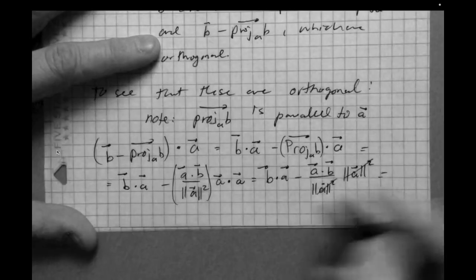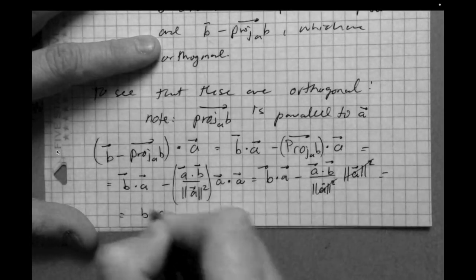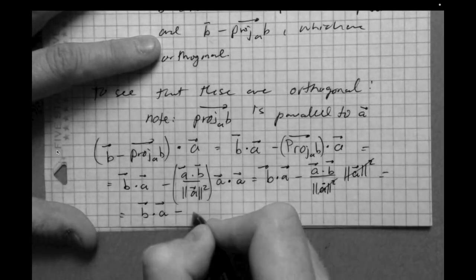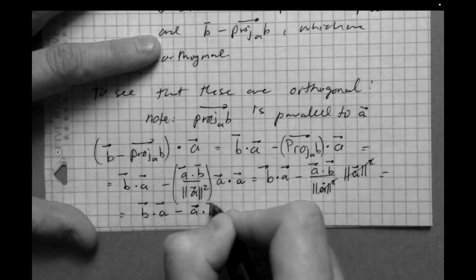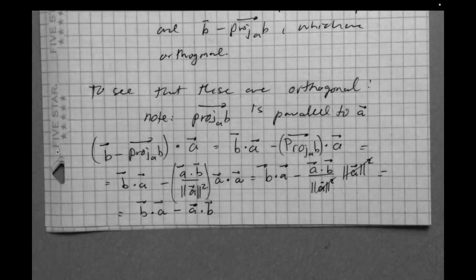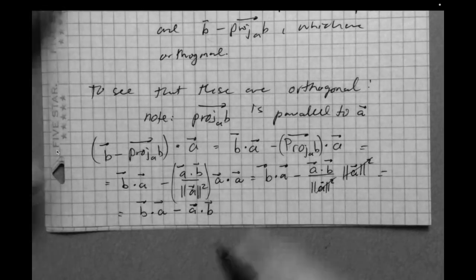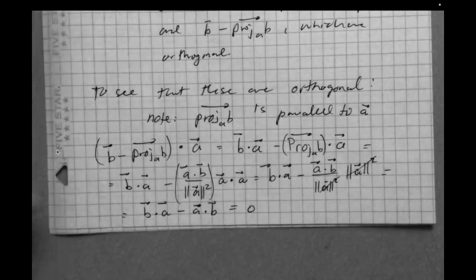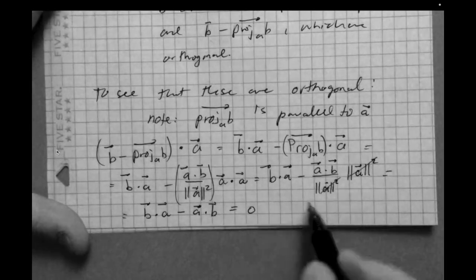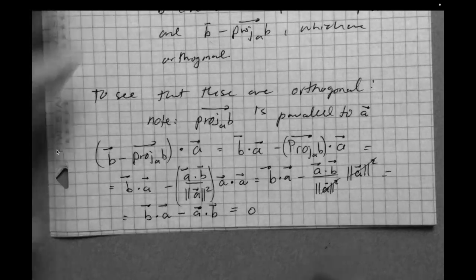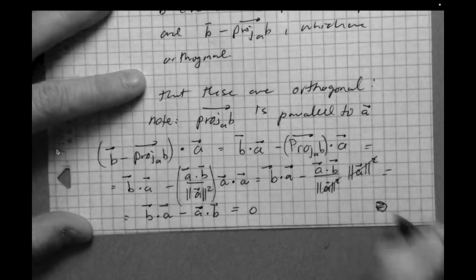These cancel, and you have B dot A minus A dot B. Well, remember the dot product is commutative, right? So B dot A equals A dot B, and so this is 0. Okay, so you get the 0. And so that means they're orthogonal. So this is sort of the algebraic demonstration that these two vectors must be orthogonal.